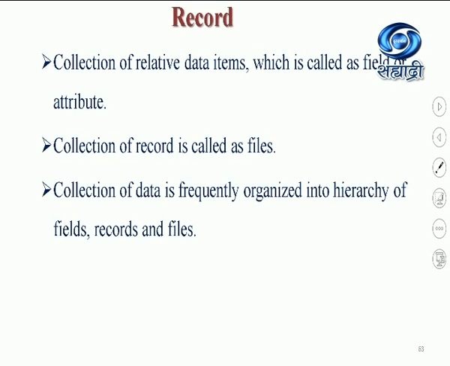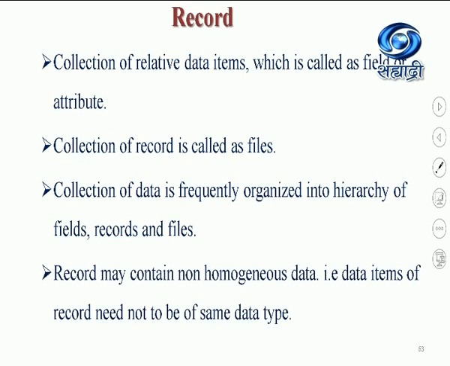Collection of data is frequently organized into the hierarchy of fields, records and files, and a record may contain non-homogeneous data, that is, items of the record need not be of the same data type. So for example, if you are going to store a record of 5 students, then the name of the student, roll number, and address are the 3 different fields, but they contain different data types of values.